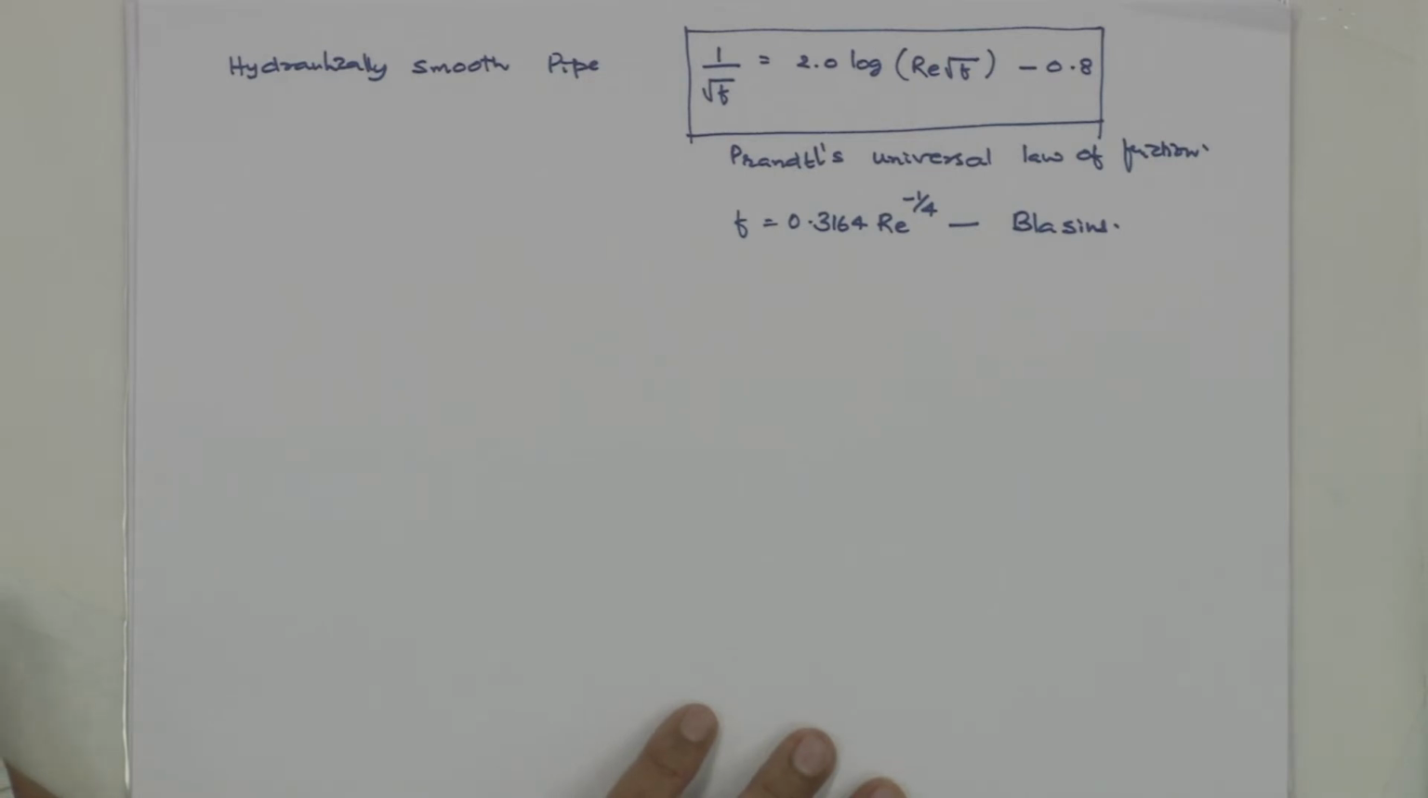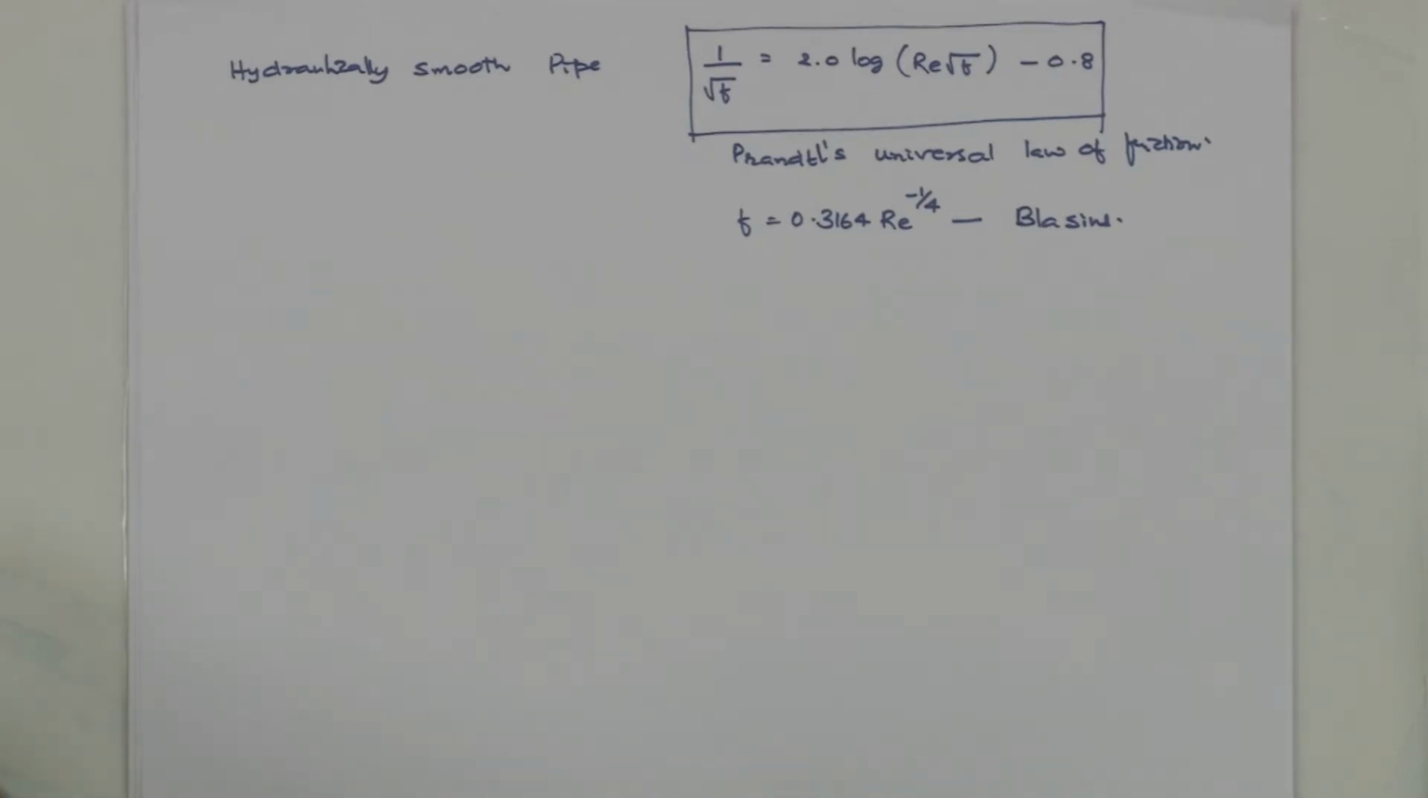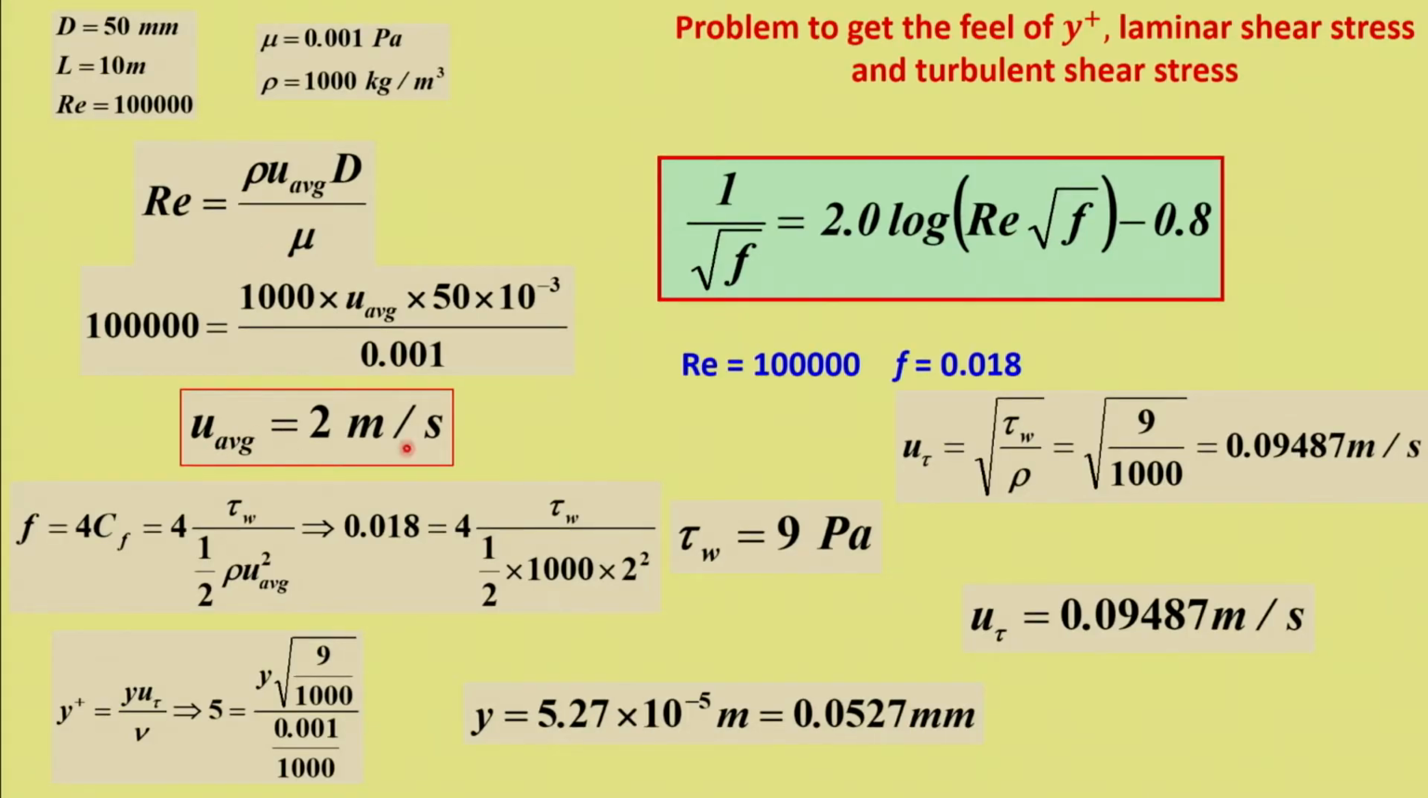Nicoradze had painstakingly conducted these measurements and given f by measuring the pressure drop. Then we solved a simple problem wherein we tried to get a feel of the y plus. We took a 2-inch pipe with a length of 10 meters. That length only represents that it is a fully developed flow. I have not used the length anywhere in this problem. Reynolds number is 1 lakh, and I have taken the viscosity and density of water. If I calculate U average, it's 2 meters per second.